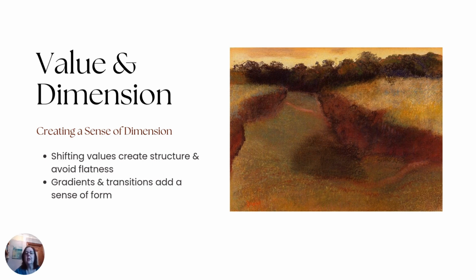Gradients and transitions, where one value subtly shifts into another, help certain areas feel more three-dimensional. The soft blending of tones in the wheatfields creates a sense of movement, while the stronger contrasts in the trees give them a sense of weight and solidity. Thinking about value as a way to build structure helps guide the eye and create balance, making an abstract landscape feel more alive. By adjusting how values are distributed, a painting gains form and presence, even when the details are left undefined.